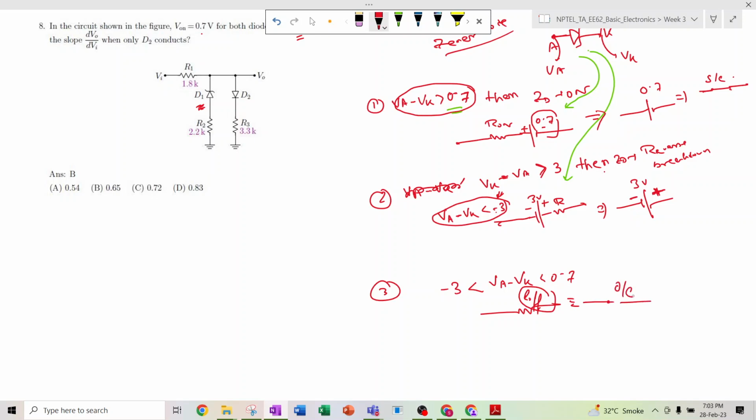So the Zener diode has three operating conditions. One is normal on, like the diode, the other is the normal off condition, and the third is the reverse breakdown region, where it gives a constant voltage of 3 volt.